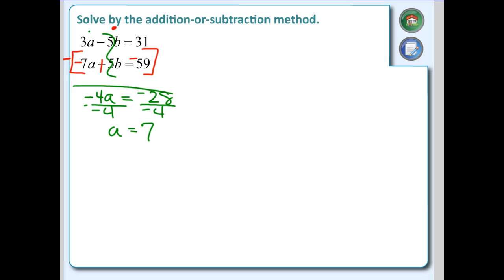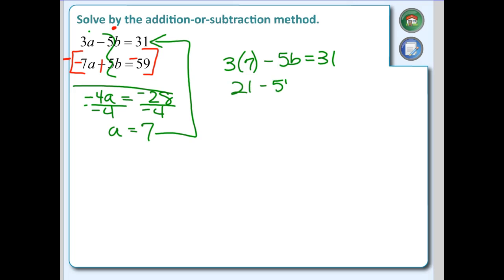So now I've got to plug that into the top one or the bottom one. And again, it's up to you. I usually take the one with the lower numbers for easier math. So I'm going to put it back in the top one because I've got 3a, and a is 7, minus 5b equals 31. Well, 3 times 7 is 21 minus 5b equals 31.